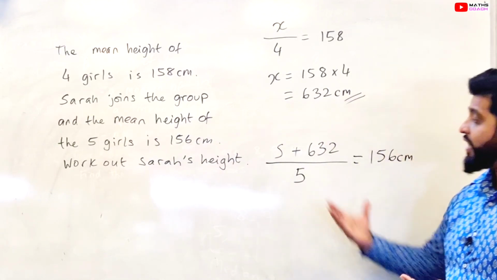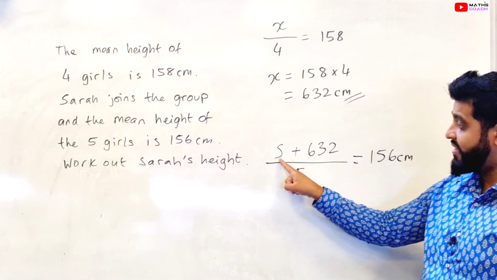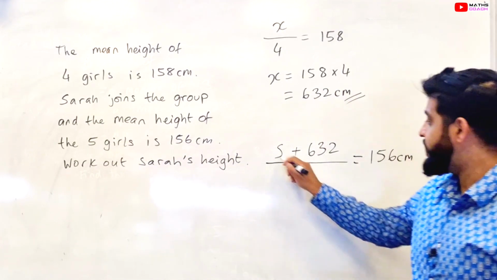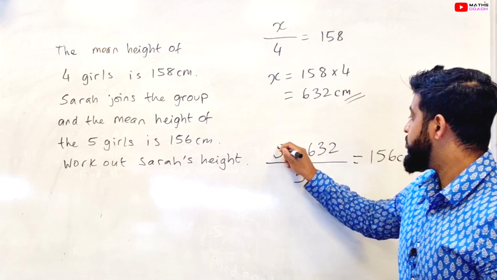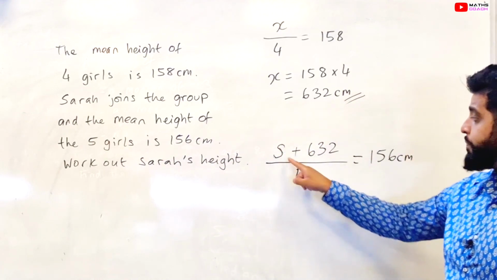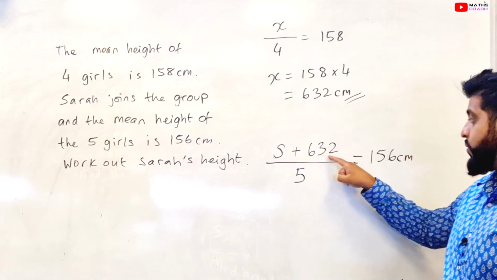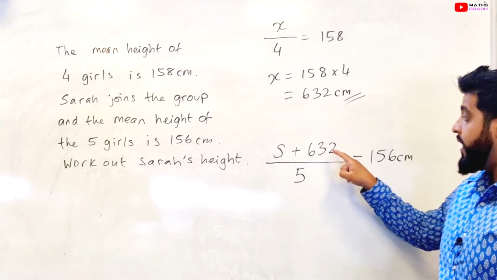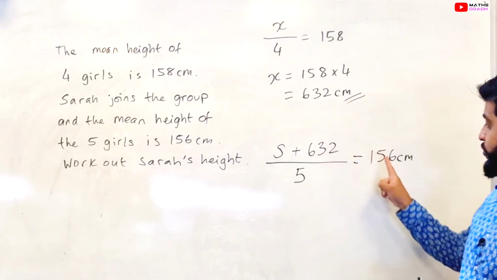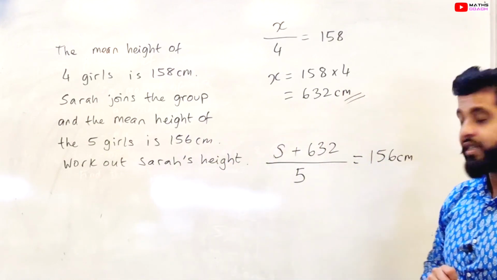So just to recap what I've just done here, this S is for Sarah. It's not 5, in case it's looking like one. Let's just correct that properly. So S, Sarah, comes and joins, adds to the total of the other 4 girls' heights. And now you're going to divide by 5 to find the new mean, which is 156 centimeters.